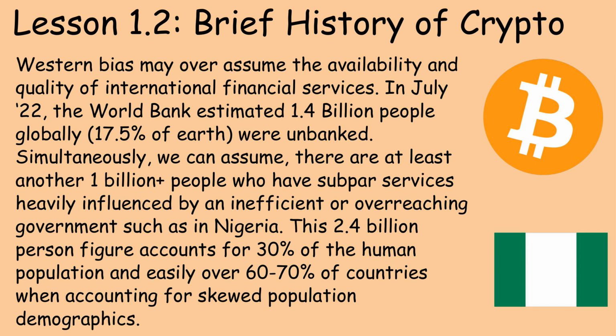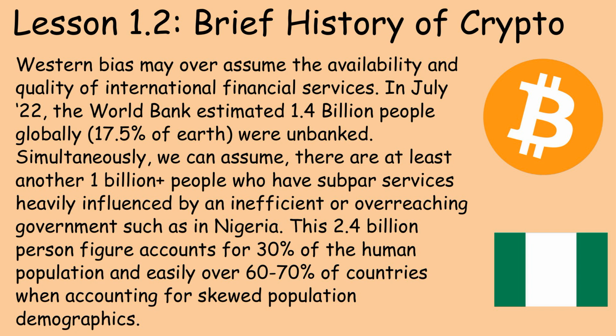And simultaneously, we can assume that there are at least another 1 billion people, and this is just a loose figure. But I said if there's 1.4 billion people unbanked, I can assume there's at least 1 billion more who have at least subpar services. And those subpar services, financially speaking, are typically heavily influenced by either an inefficient financial system or an overreaching government, such as Nigeria, which is going to be the example of this video.